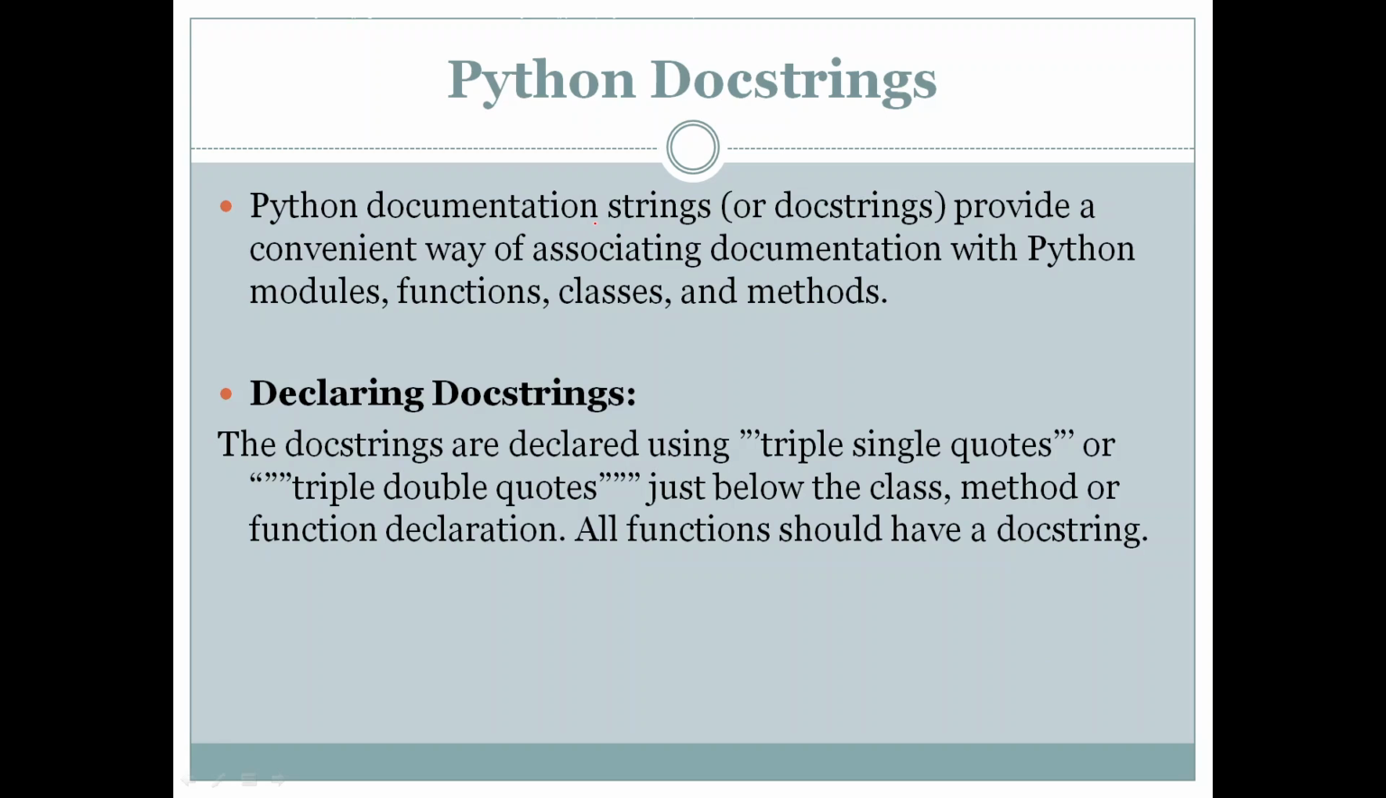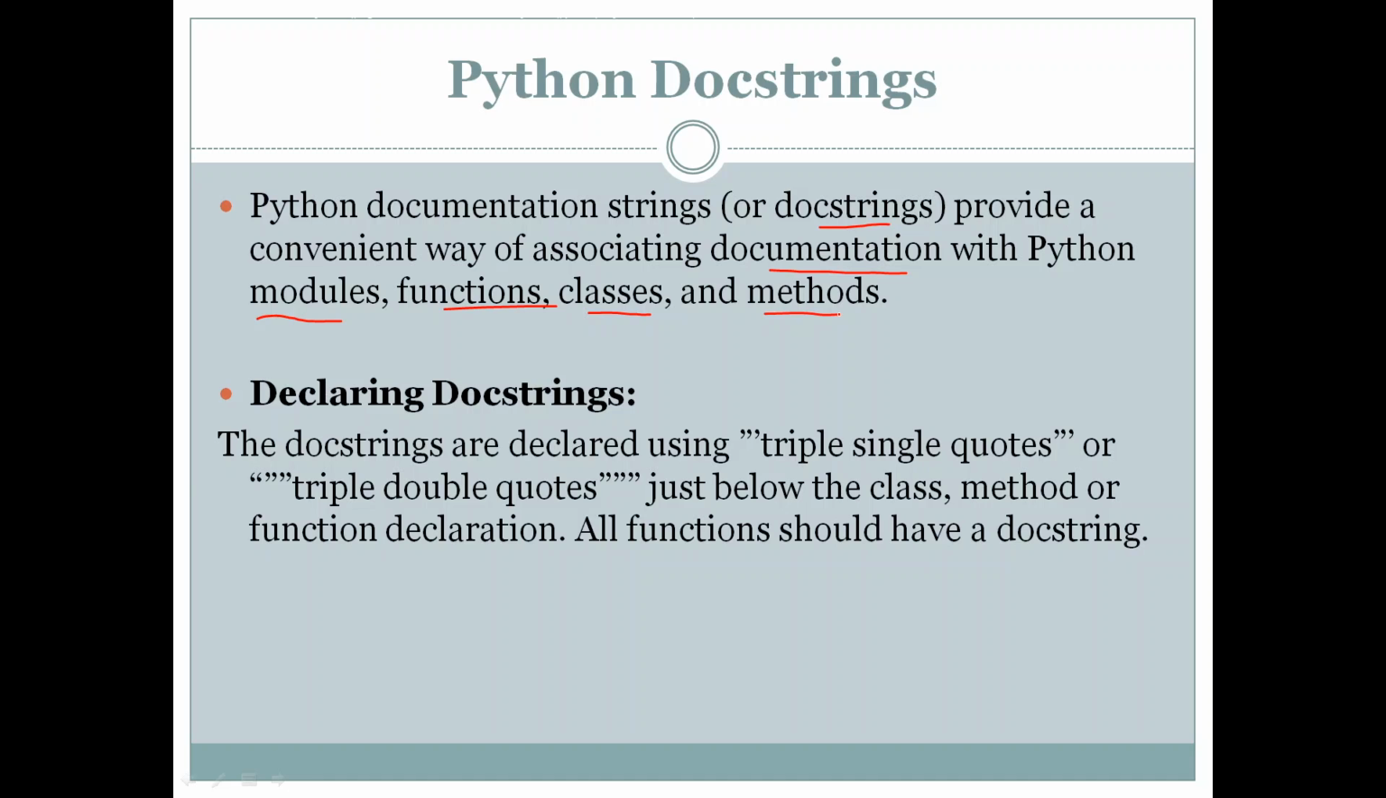Python documentation strings, or called as docstrings, provide a convenient way of associating documentation with Python modules, functions, classes, and methods. That simply means we can add some documentation with the functions, modules, classes, and methods. And this documentation is useful for the one who wants to use these functions, modules, classes, and methods.